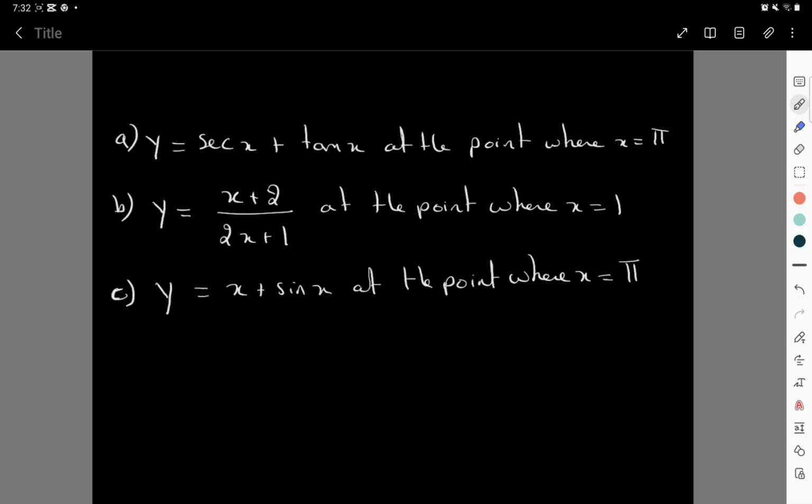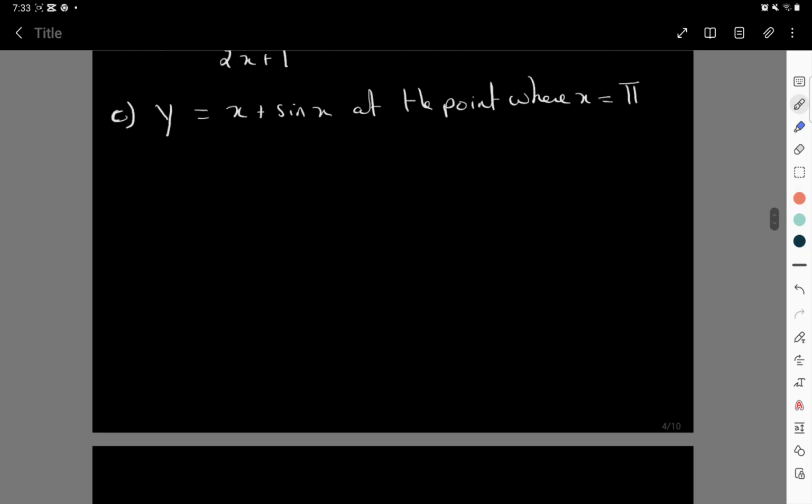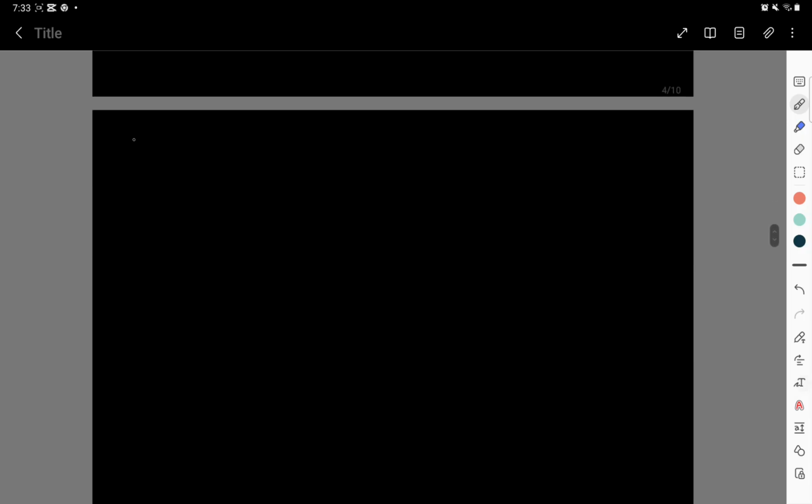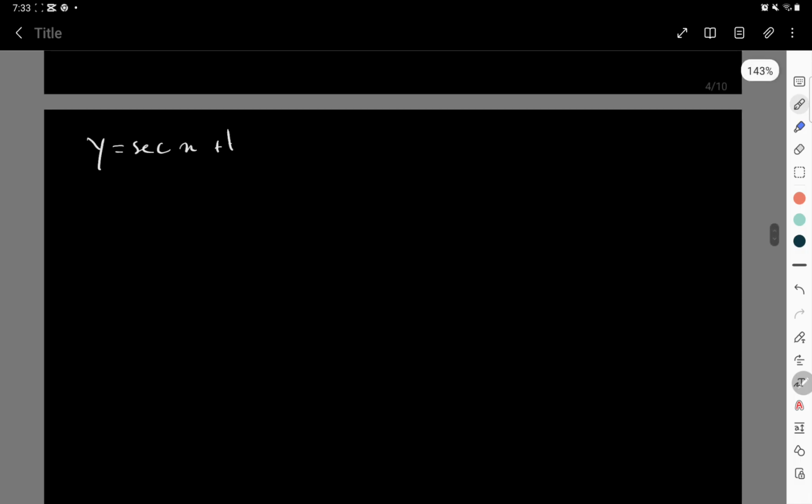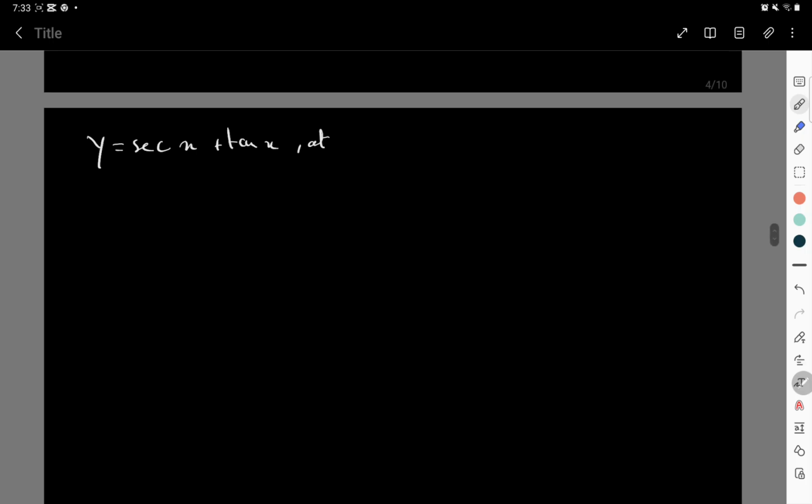Great, so find the tangent line to the curve y is equal secant x plus tangent x at the point where x is equal to pi. So if y is equal secant of x plus tangent of x at the point where x is equal to pi.